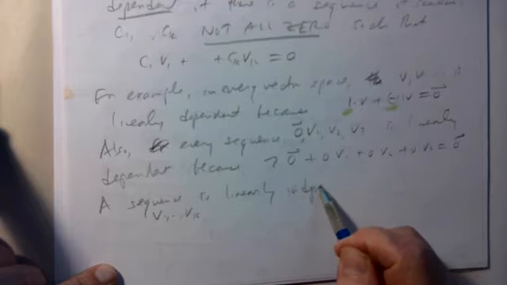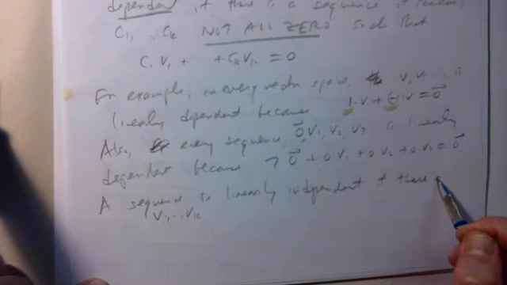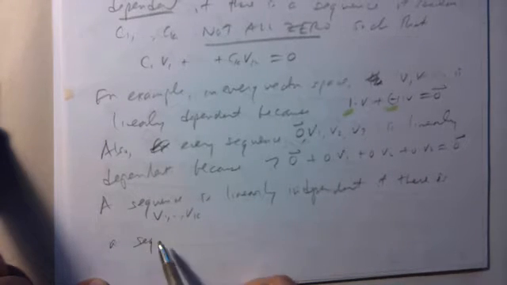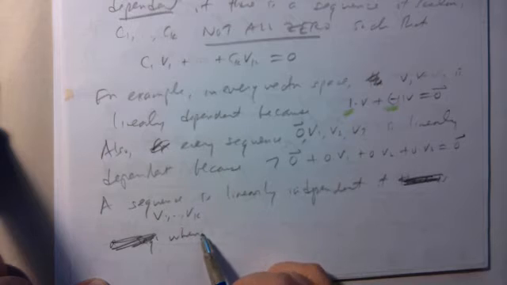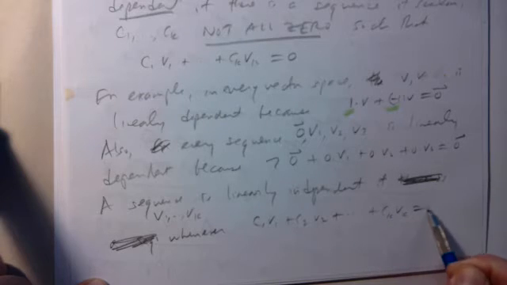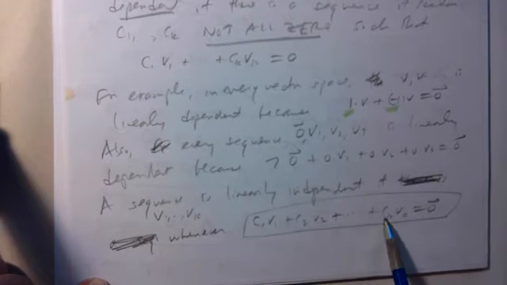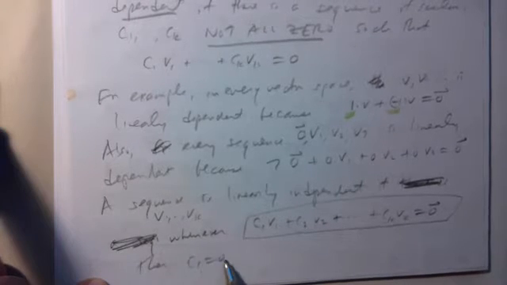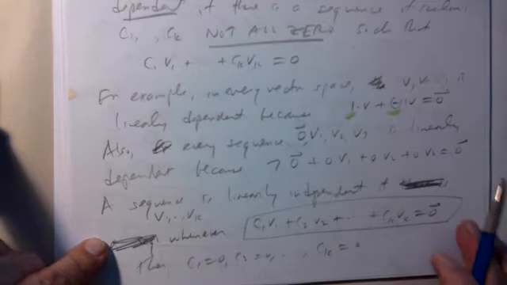And a sequence of vectors v1 up to vk is linearly independent if it's not linearly dependent, or what is equivalent, whenever c1v1 plus c2v2 plus up to ckvk equals the 0 vector, whenever you have a linear combination of the vectors equal to 0, then c1 is 0, c2 is 0, all the scalars are 0. That's what it means to be linearly independent.